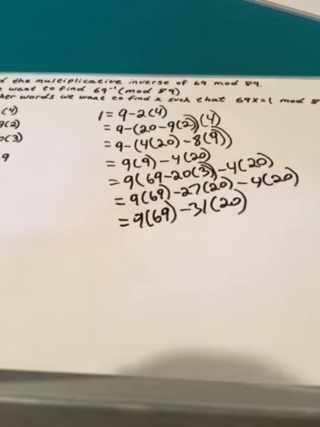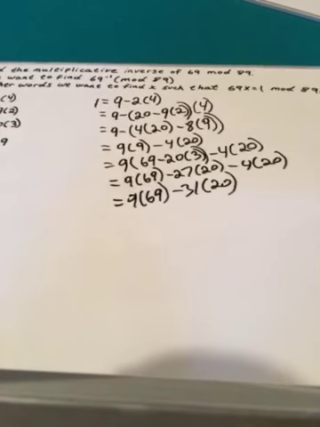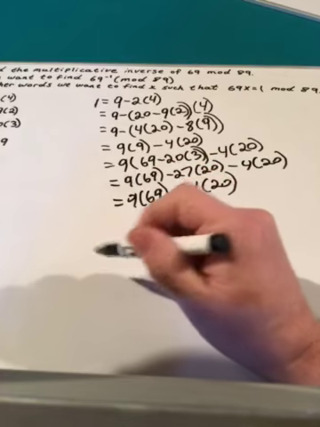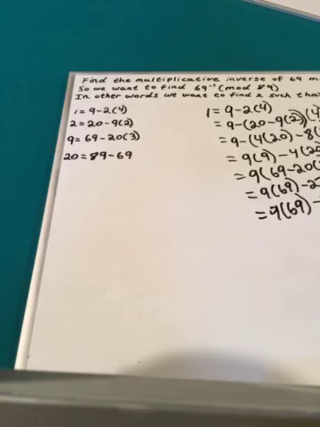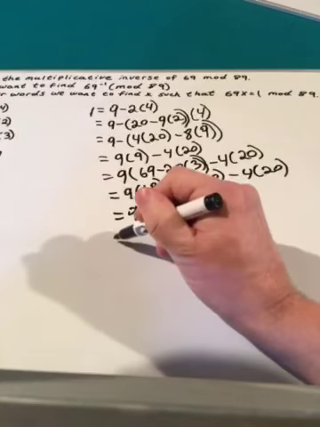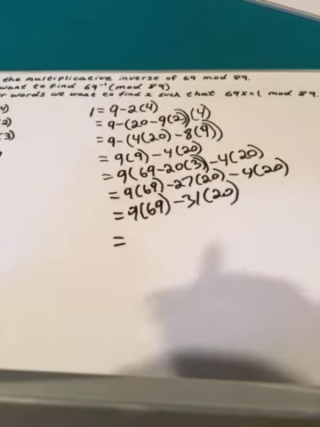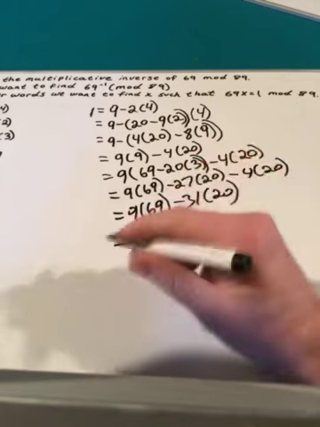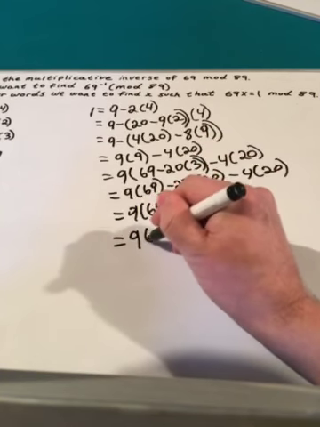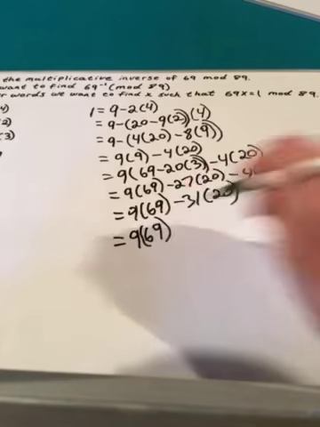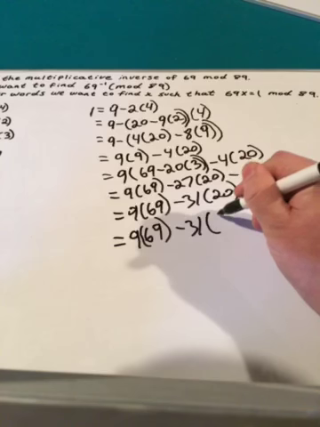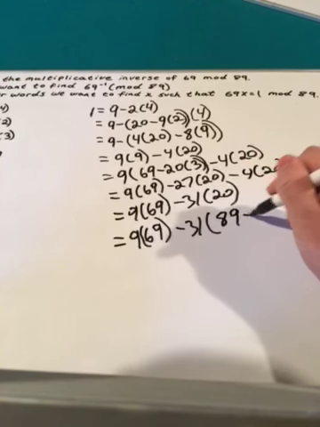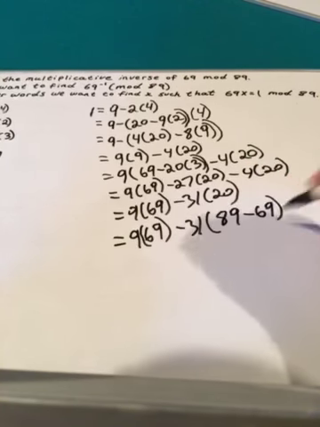Okay, and then our last step would be to solve for 20. Our last remainder is 20, and what is 20? 20 is 89 minus 69. And that will put everything in terms of 69 and 89, which is what we want. So we have 9 69s, minus 31 times 20. But what is 20? 20 is 89 minus 69.